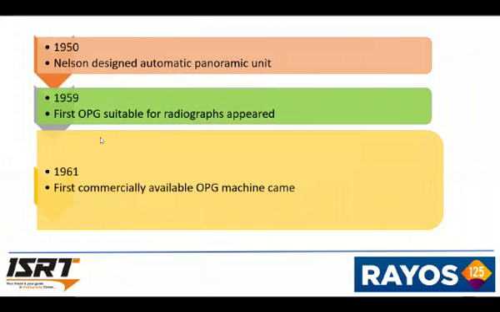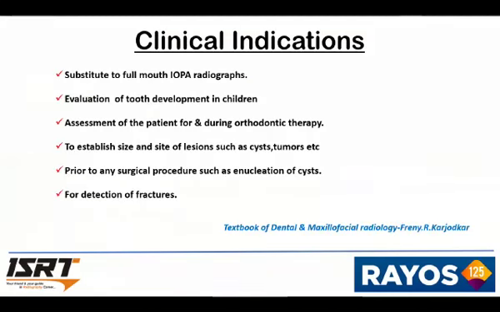In 1959, the first OPG suitable for radiographs appeared, and in 1961, the commercially available OPG machine came. The clinical indications are: a substitute for a full mouth IOPA radiograph; evaluation of tooth development in children; assessment of the patient before and during orthodontic therapy; to establish the size and site of lesions such as cysts, tumors, etc., prior to any surgical procedure such as enucleation of the cyst, etc.